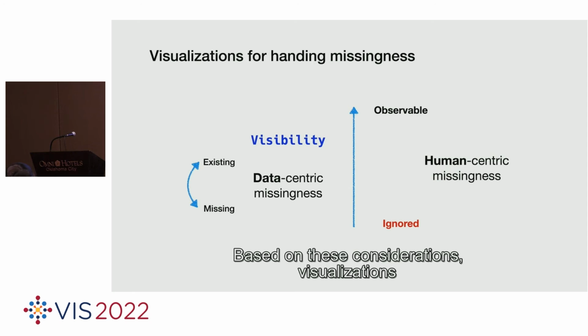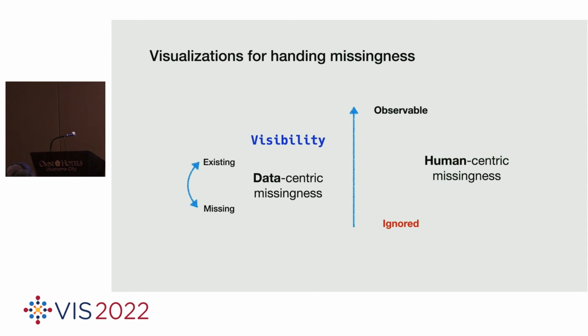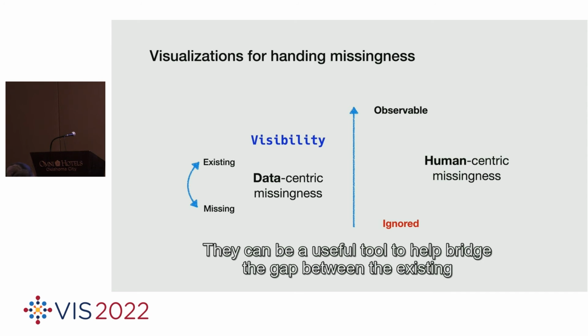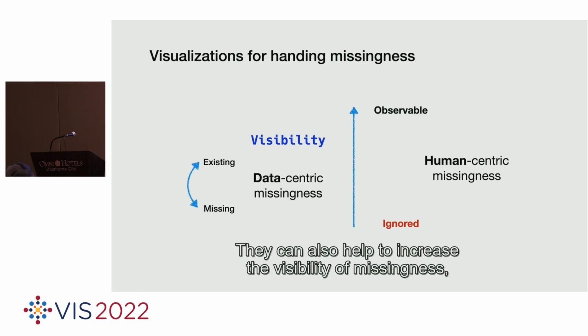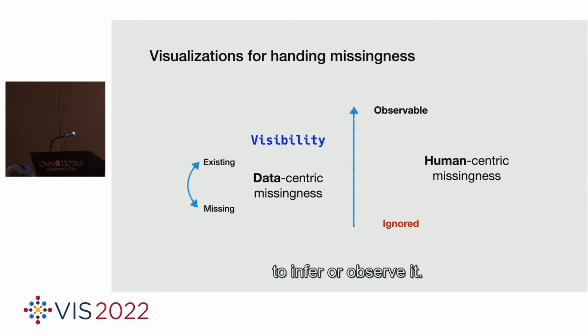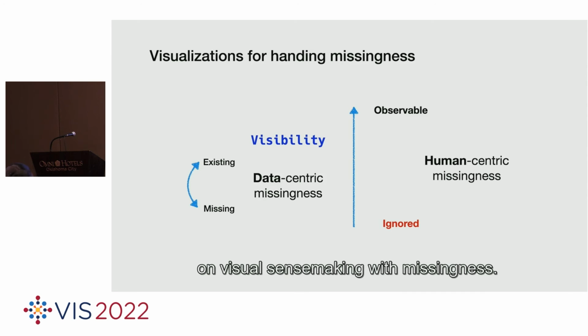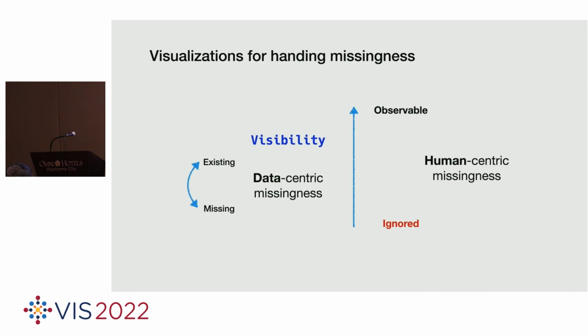Based on these considerations, visualization may play important roles in handling the missingness. They can be a useful tool to help bridge the gap between the existing and missing data. They can also help to increase the visibility of missingness, which may prevent a user from simply ignoring to infer or observe it. We hope this work can draw attention to future studies on visual sense-making with missingness.